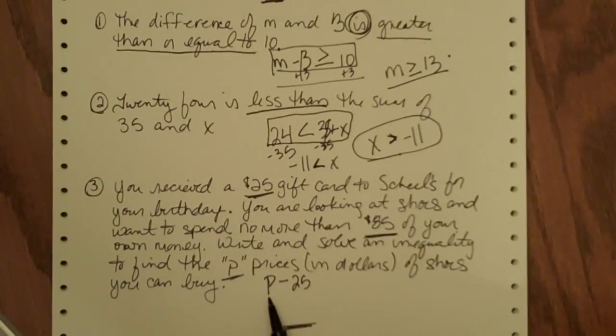So if we were going to go up to the register, they would ring in the shoes at whatever amount they were valued at, P, and then we would give them our $25 gift card and they would subtract that from our total. And we want this amount here to be less than or equal to 85, because we don't want what's left over after we take the price of the shoes and subtract the $25 gift card. We don't want that amount to be more than $85. We want it to equal 85 or be less than. So this would be the inequality that we're writing.